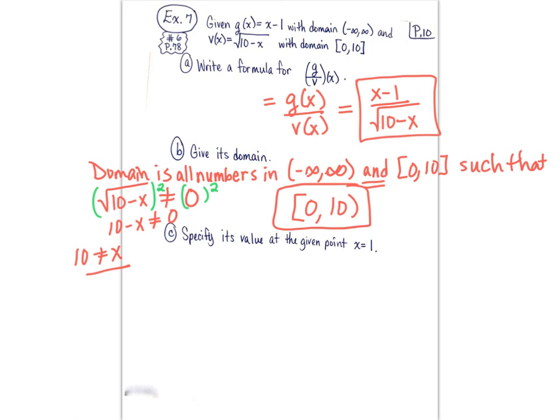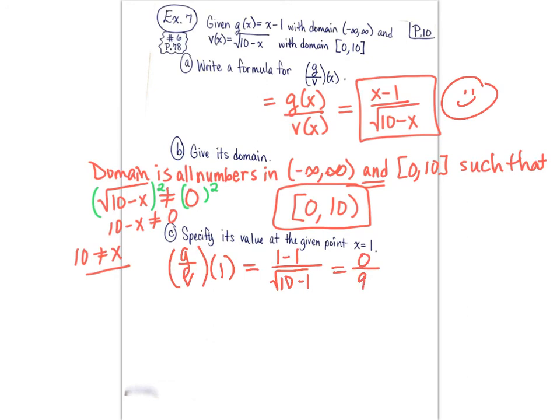So in other words, part C is asking us to find g over v of 1, and that's equal to, now we're going to call everything smiley face. We're going to use that. So we get 1 minus 1 divided by the square root of 10 minus 1. That's equal to 0 over the square root of 9, be careful. 0 over 3, which is just 0. That's it. So that concludes sections 1.2.